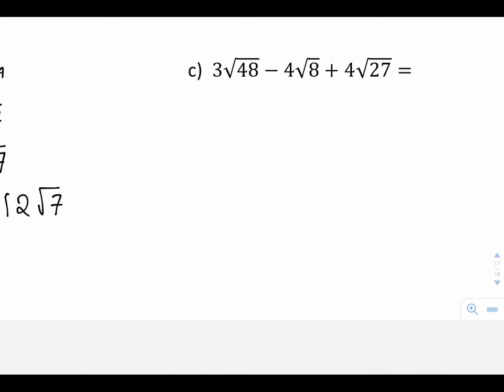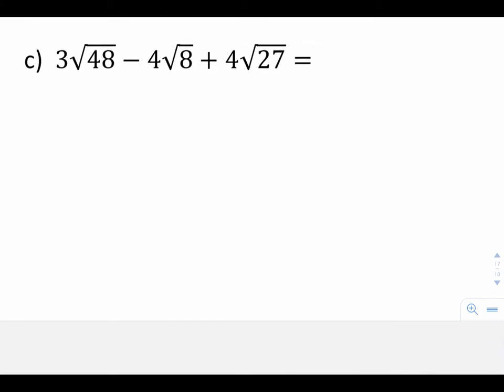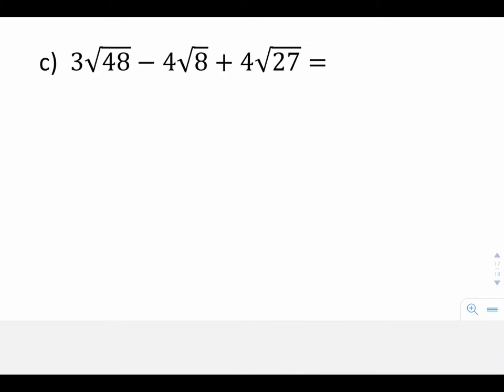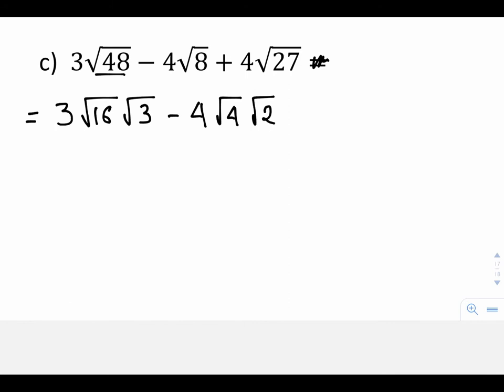And finally for C, we have an expression with 3 terms, which shouldn't cause any concern because it's the exact same process, but instead of 2 we have 3 we're adding together. So the 48, we've seen that already. I know it has a perfect square factor of 16, and that's 16 times 3. 8 has a perfect square factor of what? Of 4. And I know that 4 times 2 gives me 8. Finally, the 4 root 27. 27 has a perfect factor of 9, and that's 9 times 3.